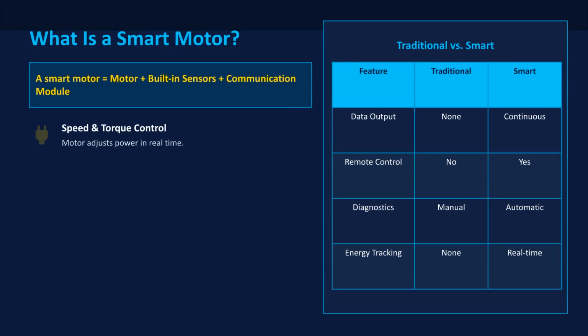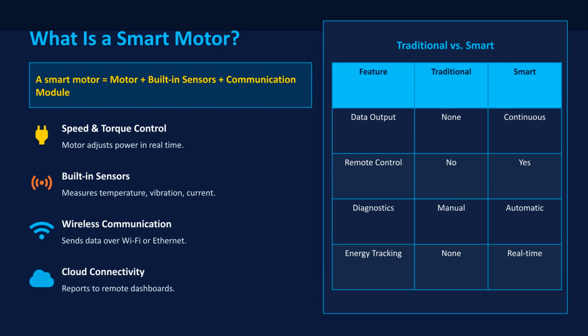A smart motor is a regular motor with added intelligence, featuring built-in sensors and a communication module. This allows for real-time speed and torque control, automatic diagnostics, and real-time energy tracking. This connectivity enables engineers to monitor motors remotely.